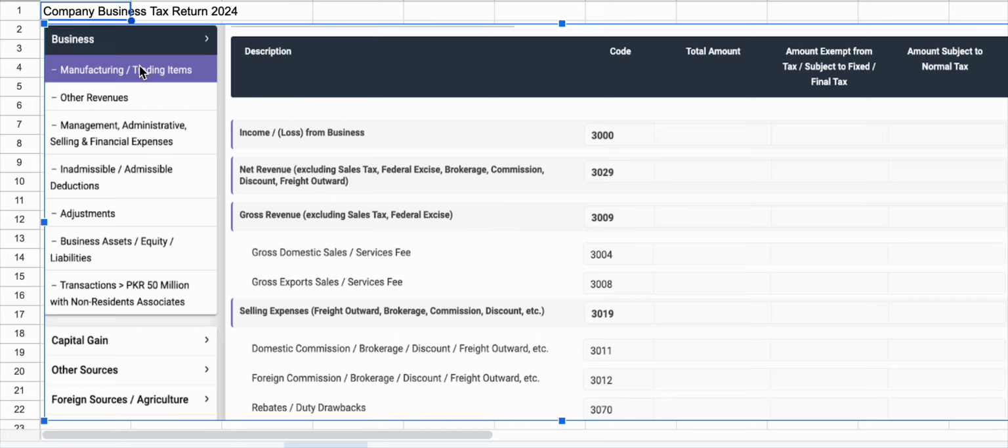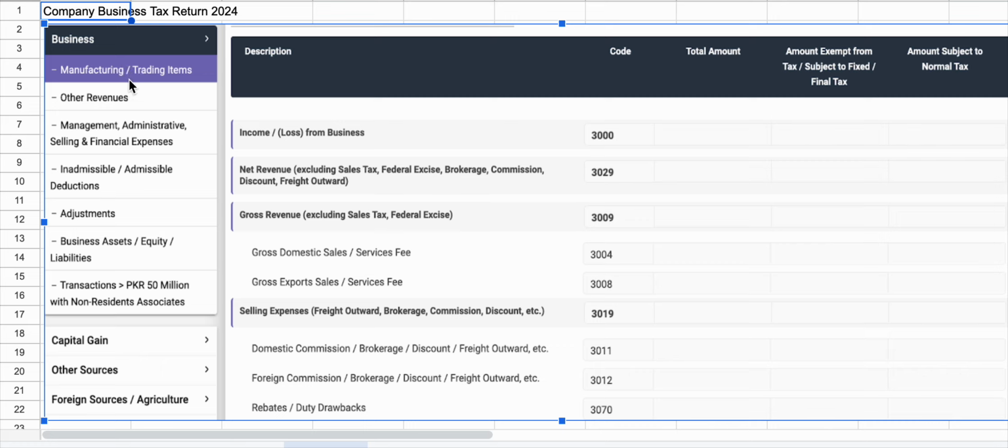So the first tab is the head, income from business, and as you know, there are other heads of income also: capital gain, other sources, foreign source income. All of these are different heads of income. We are focused in these videos on how to fill the company business tax return.